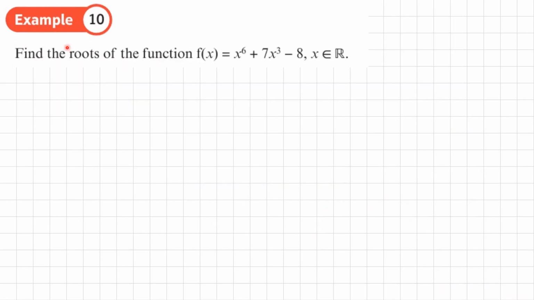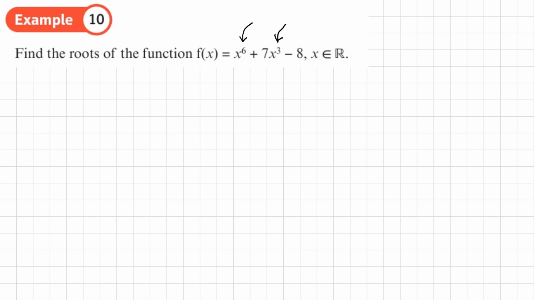Example 10. We want to find the roots of this function, x to the power 6 plus 7x cubed minus 8. Now some people are going to look at that and panic and not realise this is almost like a quadratic. It is like a quadratic. How? Well, there's some patterns here.